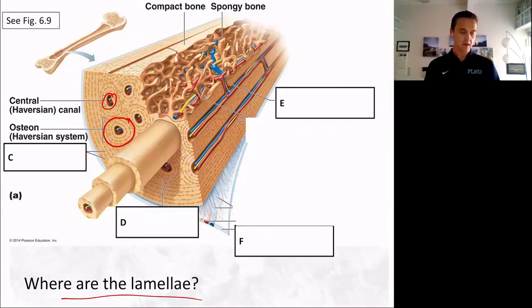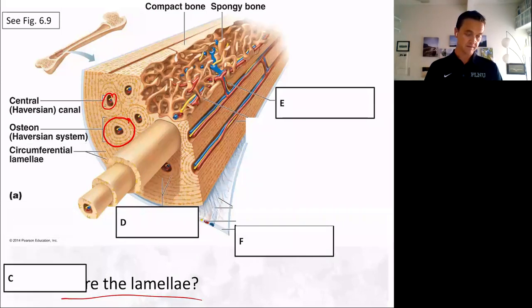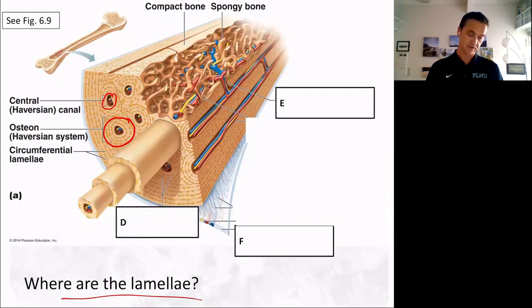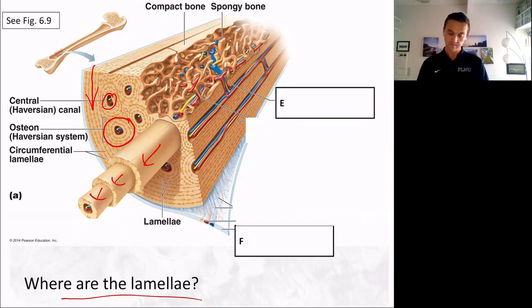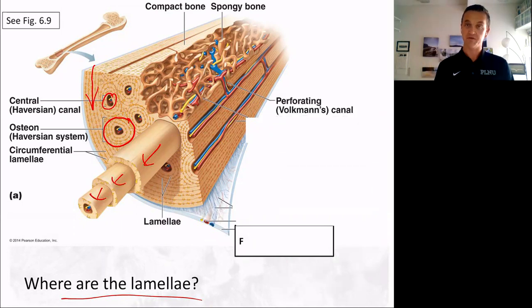I'm back now. And then C here, we've got circumferential lamellae, okay? The circumferential lamellae are a little bit different. They're not exactly like osteons. They go all the way around the outside. So we got those on the very far outside, okay? And then we can see D, which are the lamellae, and you can see how those are stretched out here in these multiple layers. All right, and then E would be a perforating canal, okay?